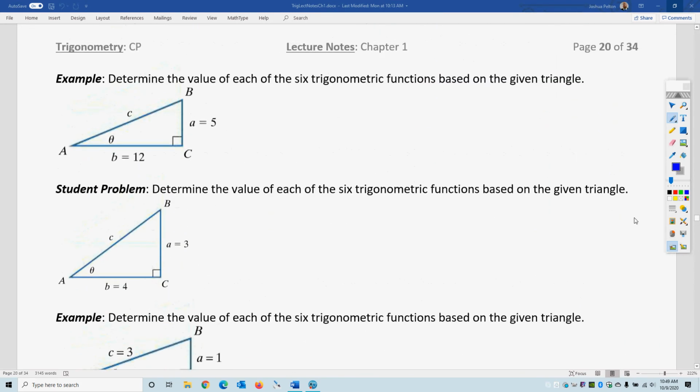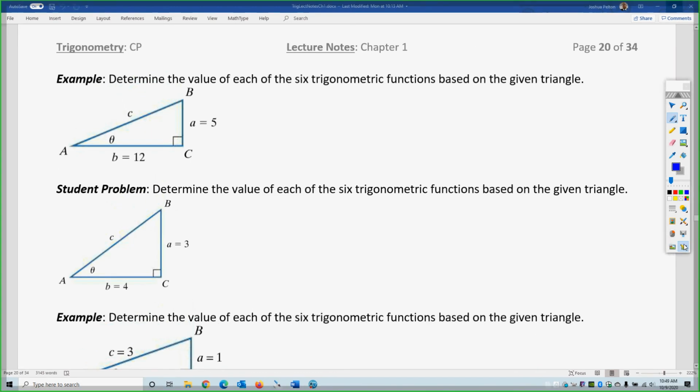So let's write the 6 trig functions based on the given triangle. So our 6 trig functions are sine, cosine, tangent, cosecant, secant, and cotangent.